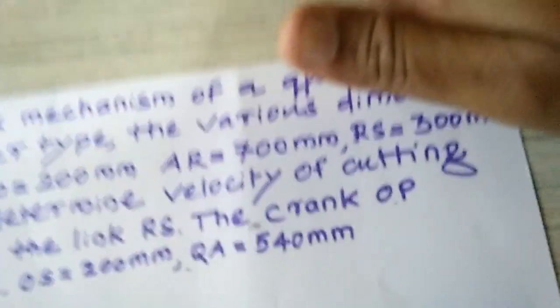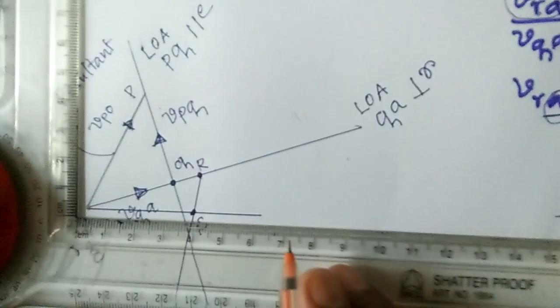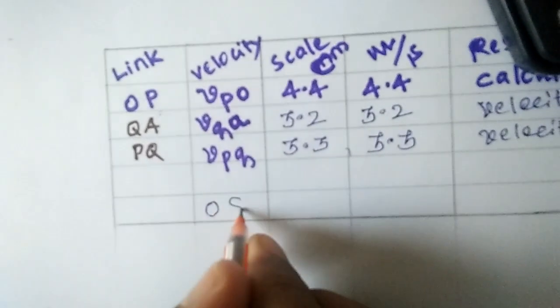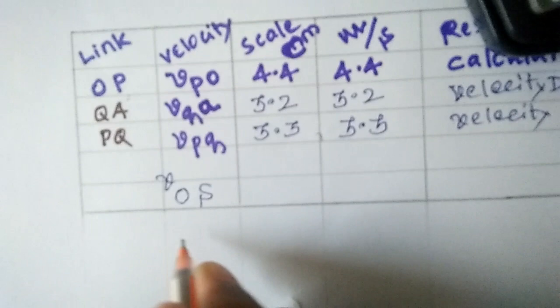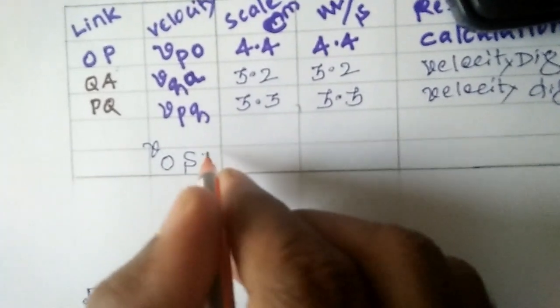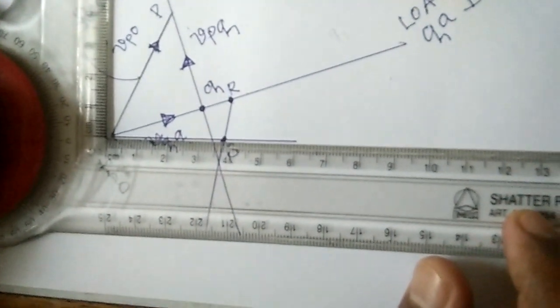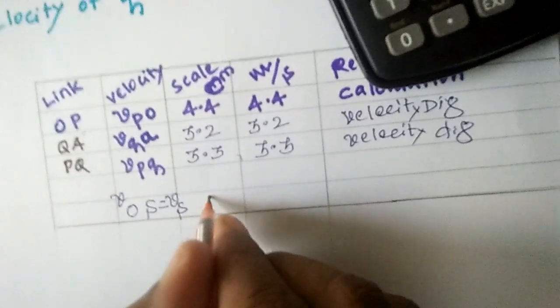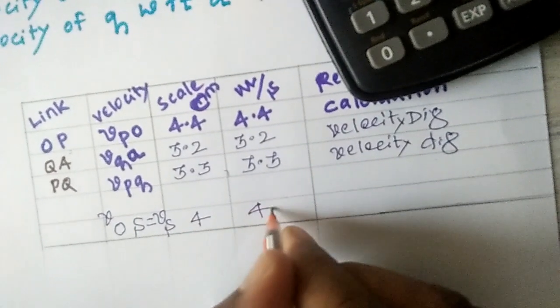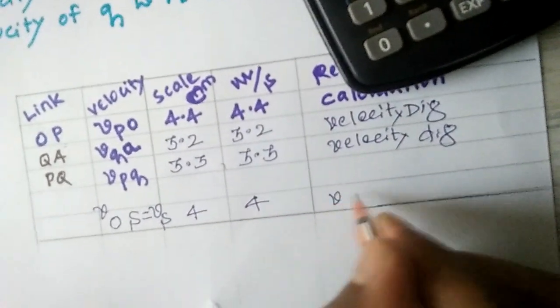Then they ask you to determine the velocity of the cutting tool S. That is S, that is OS. OS is how much? The velocity of OS, you measure it. Otherwise you can say that is the velocity of S also. This is with respect to the fixed point, it comes as nearer to 4, that means 4 centimeter. Then it comes as 4 meter per second. You got it from the velocity diagram.